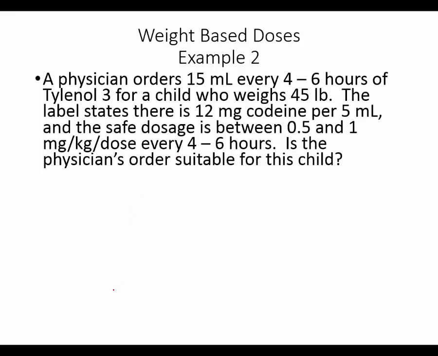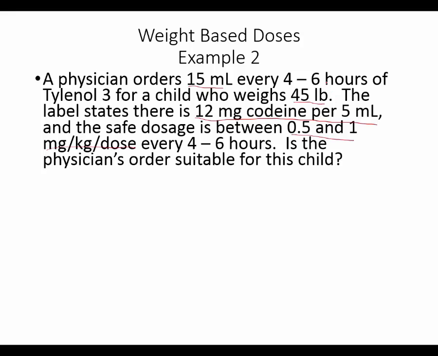This is a weight-based dose example. In our example, the physician orders 15 milliliters for a child who weighs 45 pounds. The label states that there are 12 milligrams of the codeine per 5 milliliters, so that is the dosage strength. And the safe dose is between 0.5 and 1 milligram per kilogram per dose.